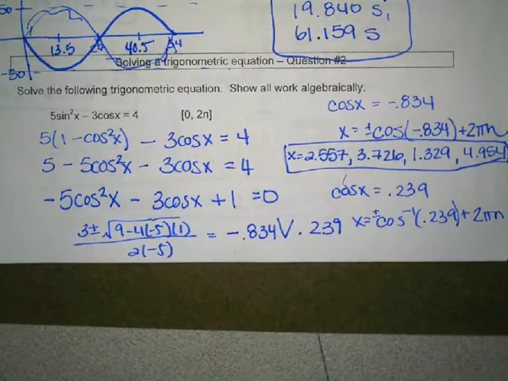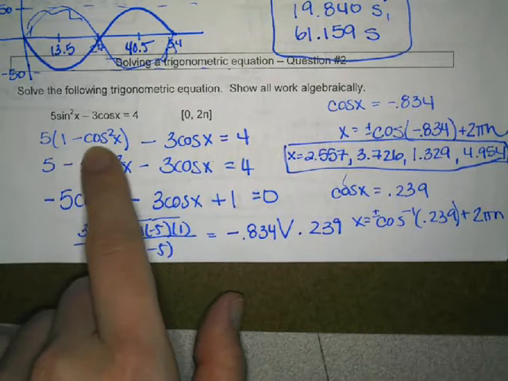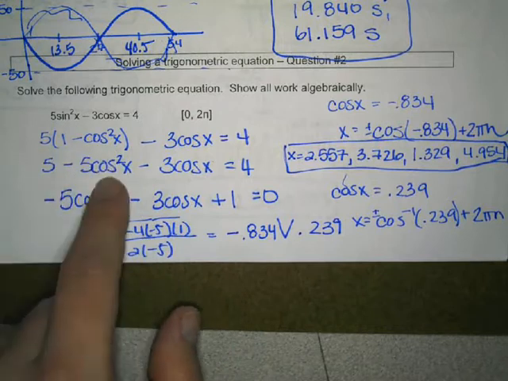Where was I going with that? Oh, unless you have the same function. So replace sine squared with 1 minus cosine squared. That's the Pythagorean relationship. Distribute the 5 through, and get it in order.